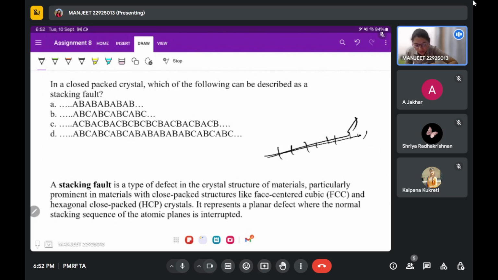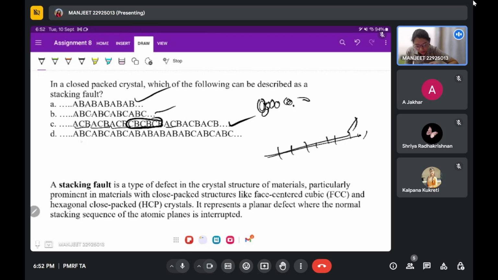If this is A, then B, then again A, and then B, this is following the same pattern. And this is also repeating ABC, ABC, ABC, ABC. But if you see here, this is ACB, then again ACB, ACB, but you can see from here this is CBC, then again BCB. So here is the defect in this crystal structure. We call this the stacking fault.